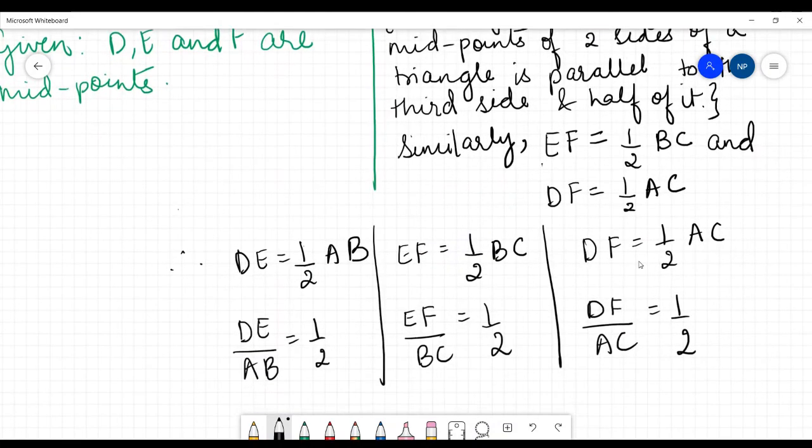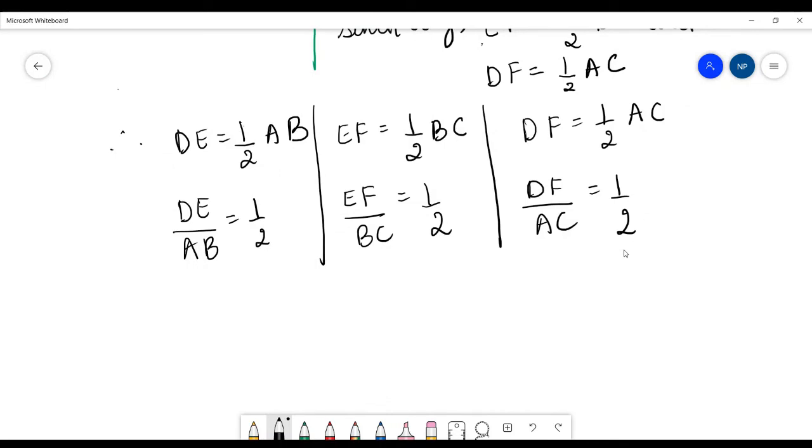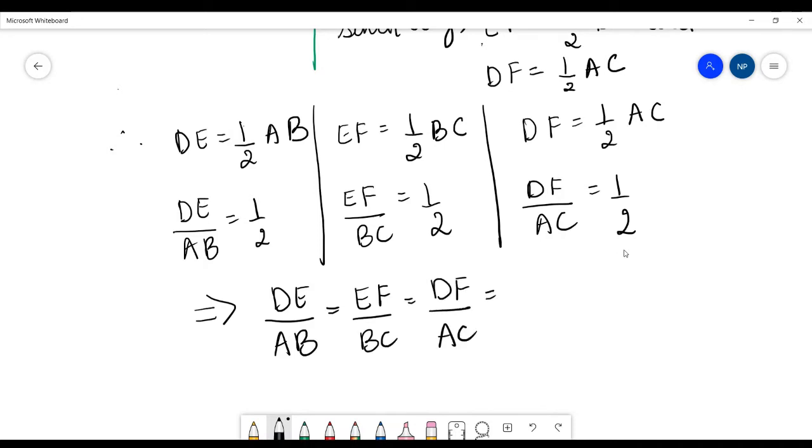Now, when all the sides are in proportion and equal in proportion, what do we see from here? We derive that DE upon AB is equal to EF upon BC is equal to DF upon AC. They are all equal to 1 by 2. That means the ratios are equal and they are in proportion. So from here we derive that the small triangle is similar to the bigger one.